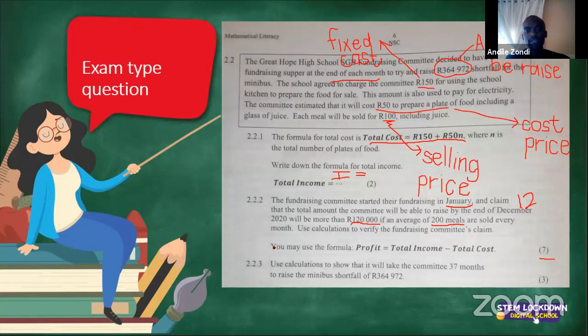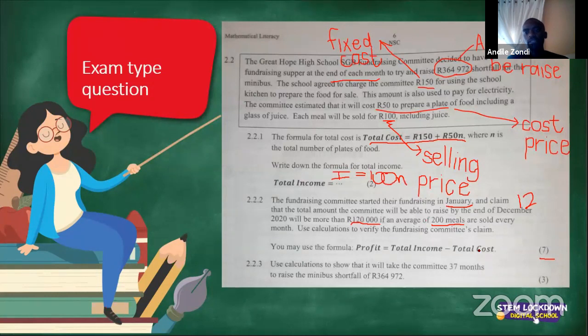Okay, our formula is profit is equal to total income minus total cost. Obviously, for total income, we'll be using the equation for income, which is 100 times n. I've just shown you how to do that.